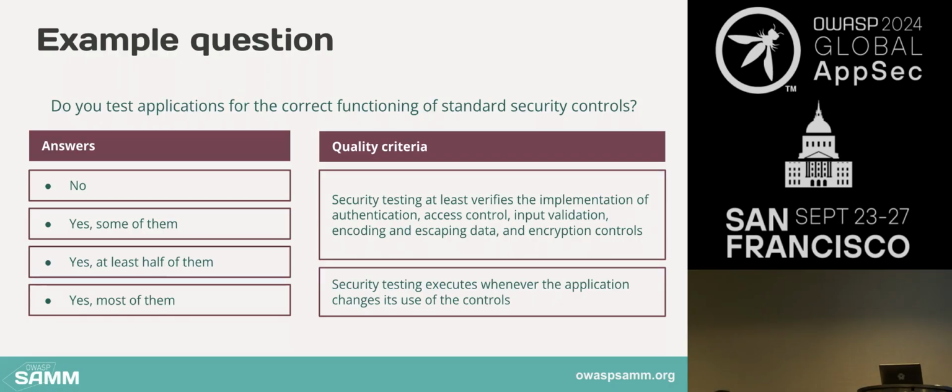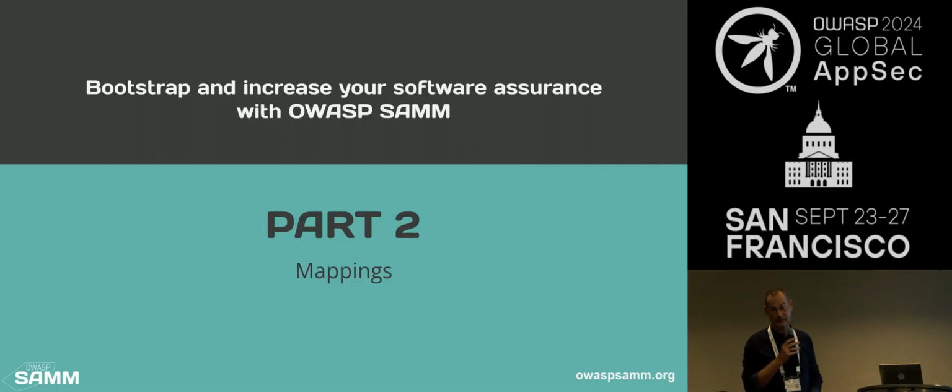Does this mean that you at least test for authentication and access control, so that we exhaustively list the security controls we expect you to test? And not only that, whenever the application changes its use of those controls, do you retest it? I think it's quite straightforward, but those are the quality criteria you first have to meet before we answer: obviously no if you're not testing that, or yes for some of them or for all of our applications. And that's how we are going to measure the maturity of each of these activities. Okay? So that is in a nutshell how you can apply SAMM.